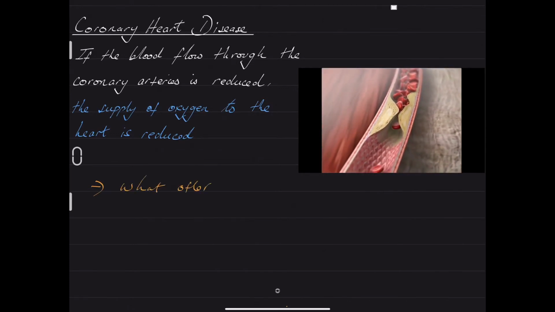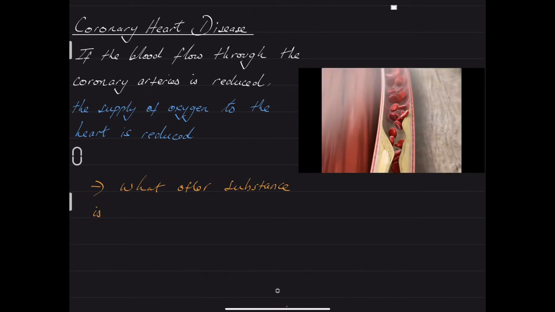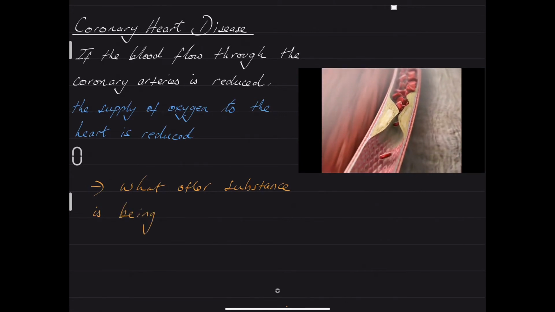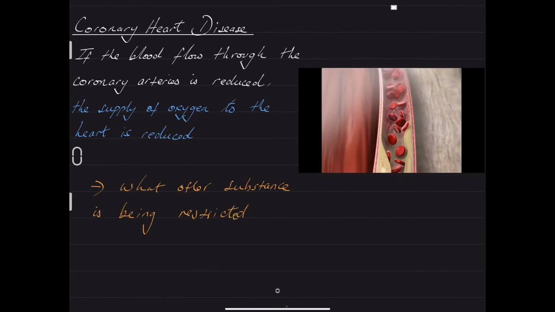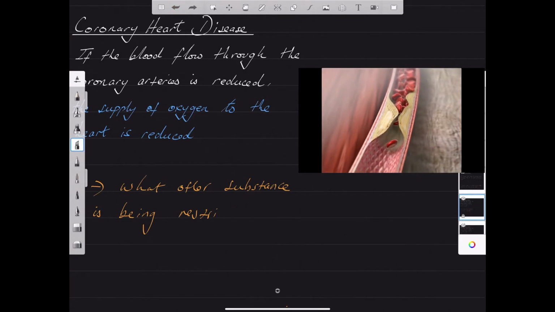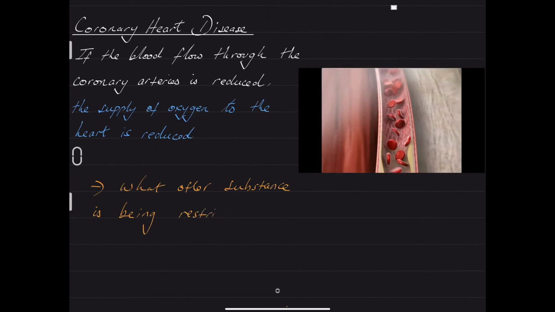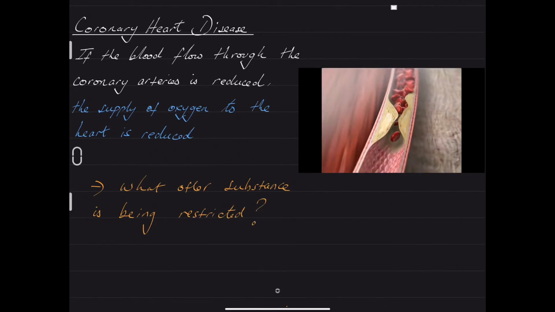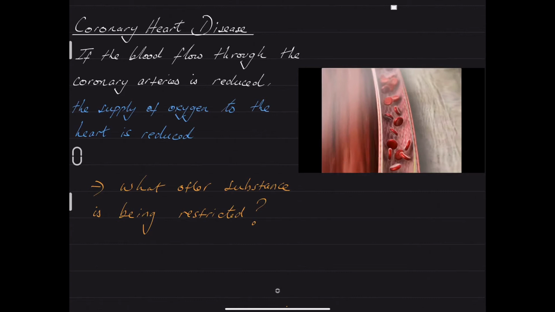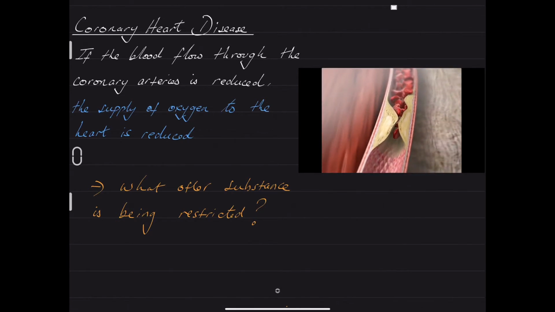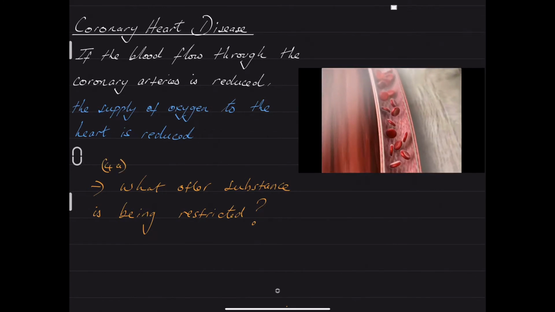what other substance is being restricted when we have a narrowing of the coronary arteries? What other substance is being restricted due to the narrowing of the coronary arteries? So can you type your answer back to me on Teams, and can you just call this question here 4A on Teams, so I know which one you're referring to?